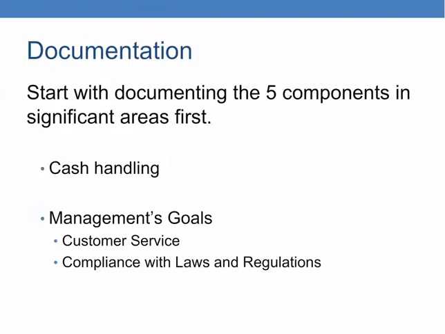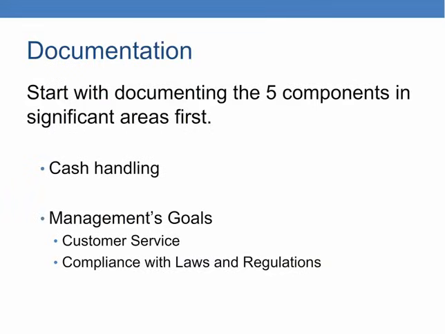Once you are satisfied with the internal control system you have created, you'll need to make sure there is documentation for the controls that are supposed to be in place. Start with documenting the 5 components and significant areas first.